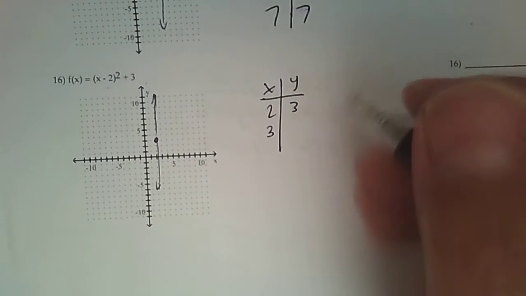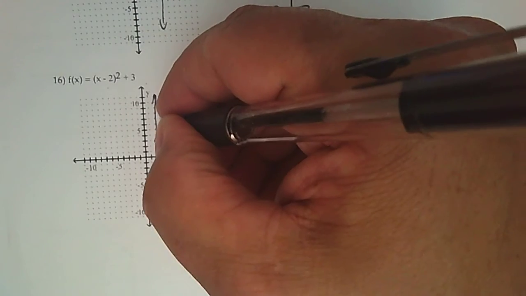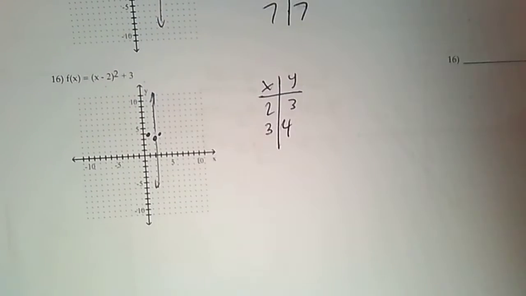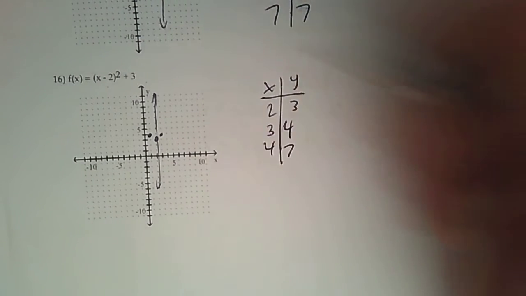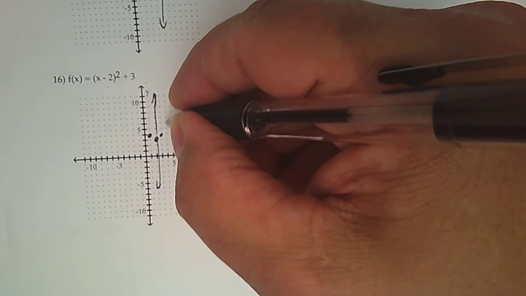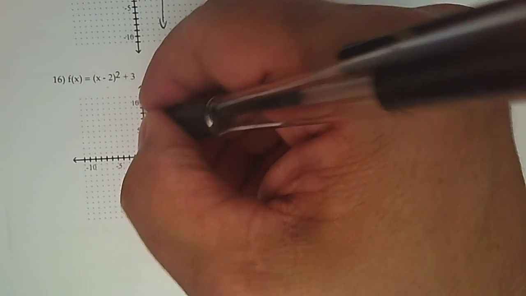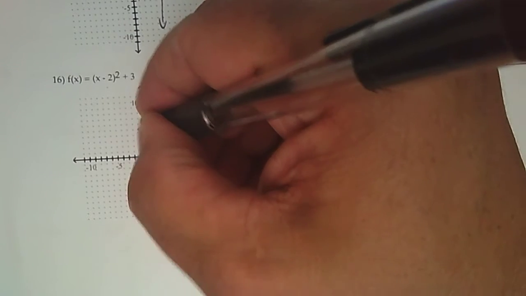So the next one I'm going to plug in is 3. That's 3 take away 2, so that gives me 4. And then reflect on the other side. Go up another x value, 4, just count up. That gives me 7. And then reflect over. And then draw your parabola.